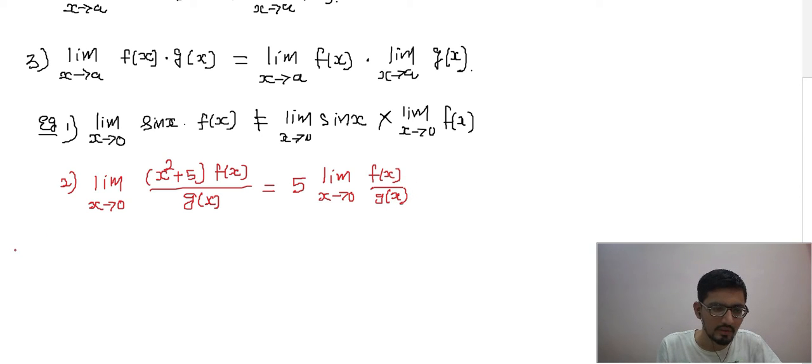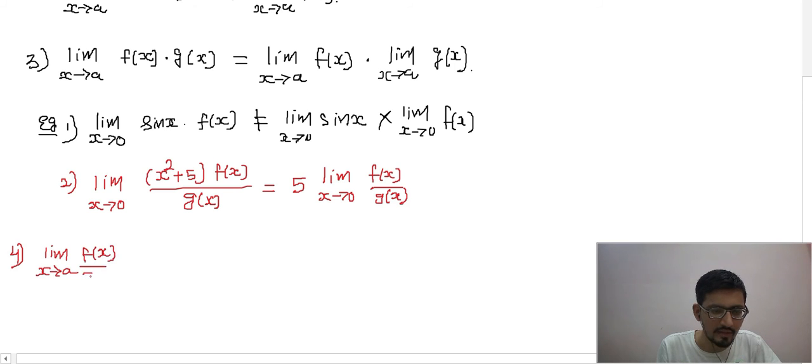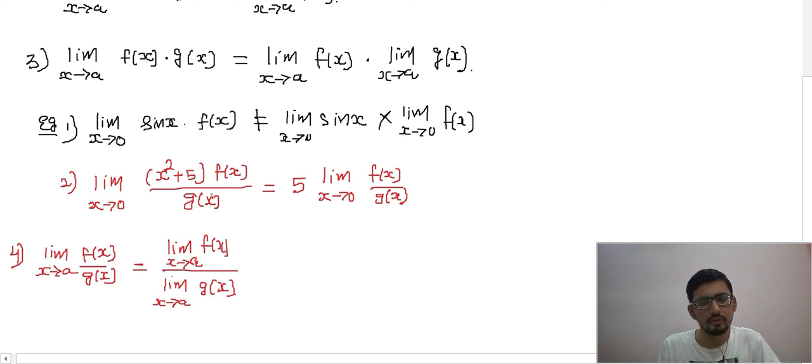Okay, same kind of thing is coming in the division also. If I have something like this, limit x tends to a, f of x divided by g of x, so here also you can give a separate limit. What I can write: limit x tends to a, f of x, over limit x tends to a, g of x. Like this you can do.